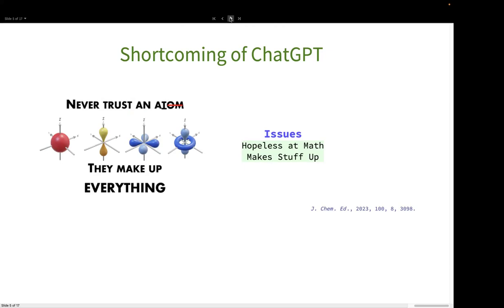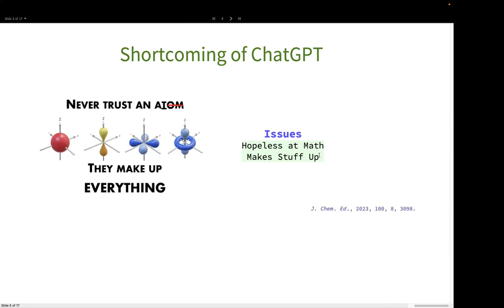The shortcomings of ChatGPT were laid out in, I think, this lovely graphic: never trust an AI, they make everything up. And that's true. They do make stuff up. It's known as hallucinating, and it is one of the things that gets to be very problematic.